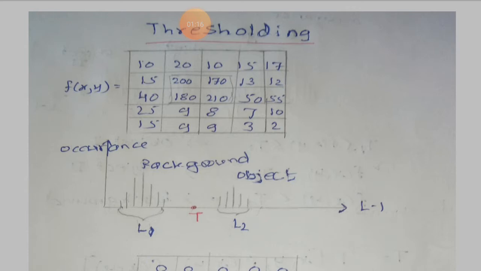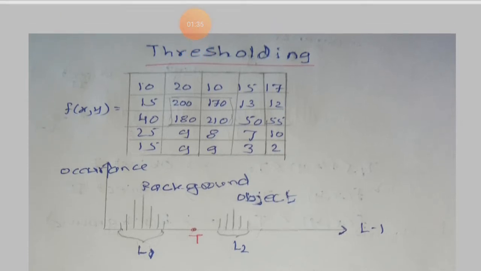Or after observing the histogram of the image. Here the histogram is shown below, but actually this is not the histogram of f of x y. In general, if we draw the histogram of an object present on a dark background, we get this kind of histogram. Now on the x-axis we have gray levels 0 to L minus 1, and on the y-axis the occurrence of a particular gray level. So in the histogram, the L1 gray level values belong to the background and the L2 gray level values belong to the object.